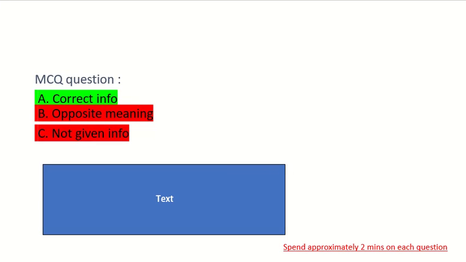Let's see what it looks like. First, there will be the MCQ question itself with 3 answer options. Then underneath will be the short text. The 3 options, of course, one of them is the correct answer with the correct info that's found in the text. The 2 wrong options will be either something that is opposite to what is written in the text or info that's not present in the text itself. Let's take an example together.